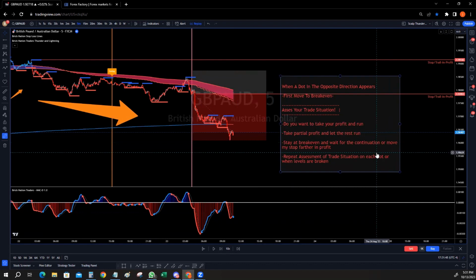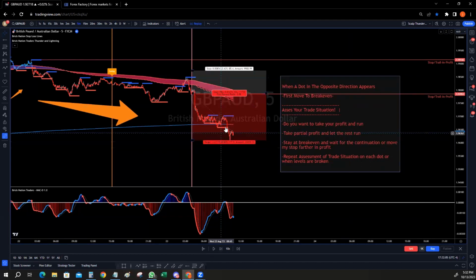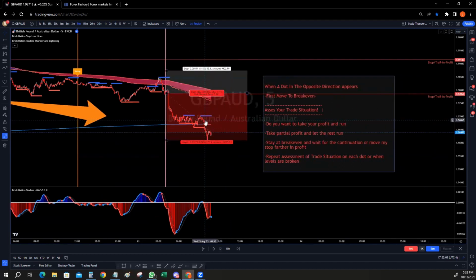What do I want to do? Right? What are you going to do? Do you want to take the profit and run? You want to take partials? Or do I want to just let it keep going? What do you want to do? I can move my stop farther in profit. This is completely up to you. But this process is going to happen over and over and over again. Now, mind you, these are 5-minute candles. All right.